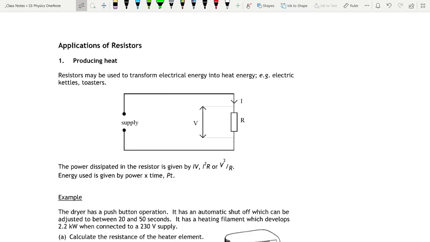So all those equations you have come across in National 5. So power equals IV, power equals I squared R, power equals V squared over R, and energy equals power times time. So you may need to use any of these equations again in Higher, so just be aware of them. They are on your equation list.